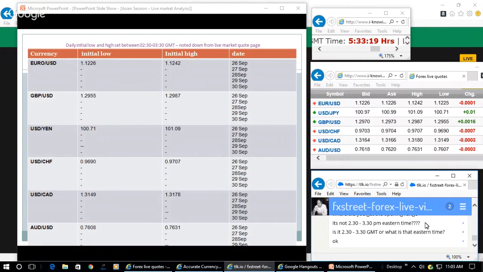So it is not 2:30 to 3:30 Eastern time, it is 2:30 to 3:30 GMT time. That is what, here 3:30 GMT, note down, because this is also giving live. So when it comes to 3:30 GMT here, you make a note of it.